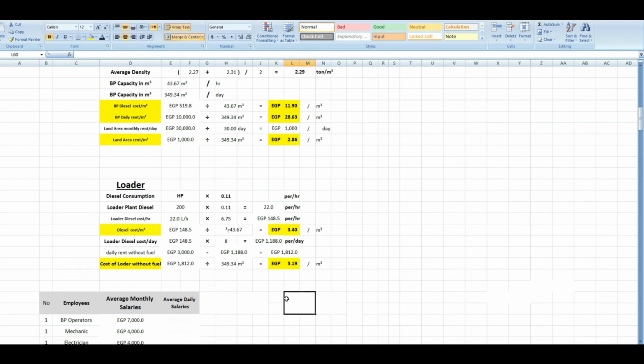We have a storekeeper or accountant in the batch plant. He needs to separate between the loader as a steel body and its fuel. He wants to know the amount of fuel cost taken by loader. So he had to separate between the loader as a machine and its fuel. Now this is only 3.4. This is only the cost of fuel of loader per meter cubic, and this is the cost of loader as equipment without fuel per meter cubic.